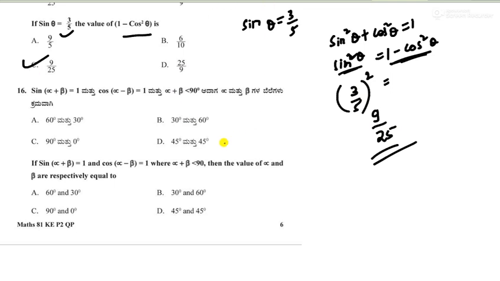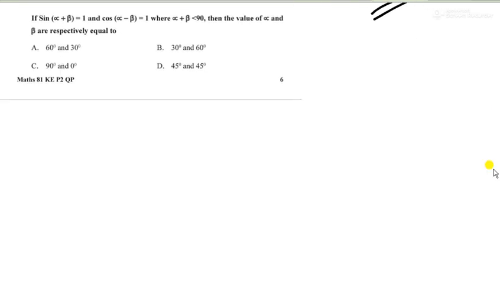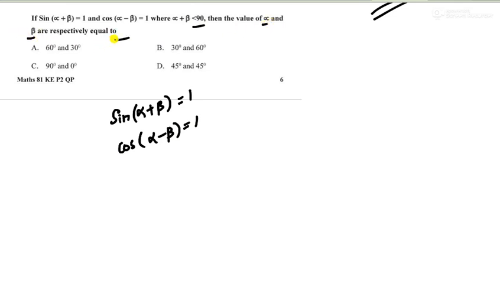Okay, so moving to question number 16 now. I hope you all are understanding. So here they have given, if sine of alpha plus beta is equal to 1 and cos of alpha minus beta is equal to 1, where alpha plus beta is less than 90 degree. Okay, then the value of alpha and beta is how much?